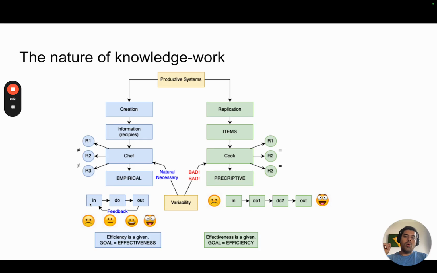But on the creation world, you really need an empirical kind of process where you get the input, you do something, you get an output, and then that output gives you information about how close you are to your goal, and that information feeds back to the start of your process, and you do that all over again, right?